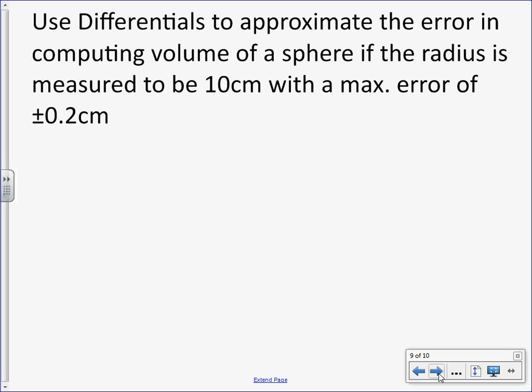One more example. How do you find the volume of a sphere? Four thirds pi r squared. No, pi r cubed. Okay. So, we want to know the error in computing the volume of a sphere of radius 10, and we want to be within 0.2 centimeters. So what's 0.2? Maybe instead of delta x, we could call it delta r.